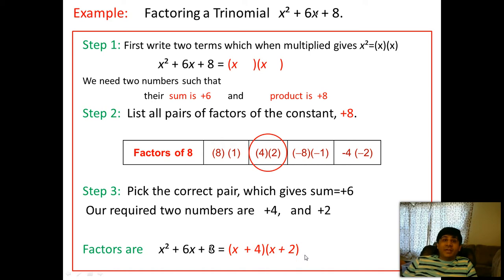You should always check it and confirm it. How will you confirm it? FOIL it: multiply it out, and you should get exactly what you have on this side. If you don't, that means there's a mistake somewhere.